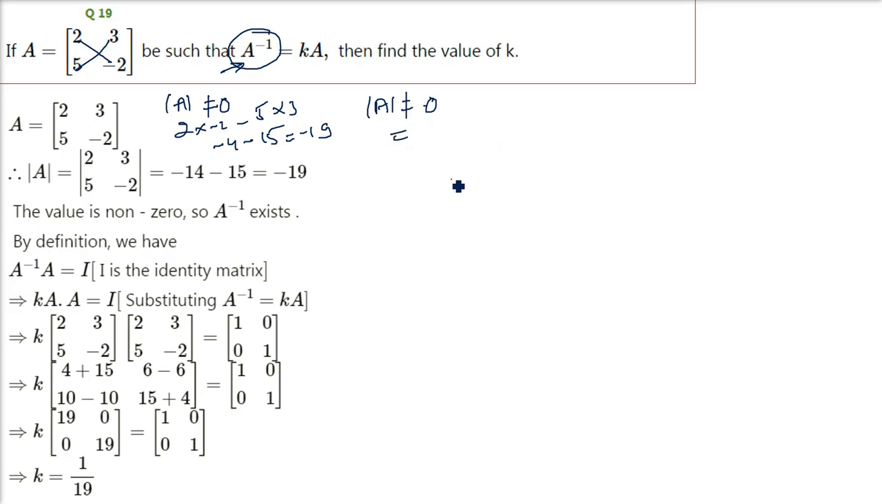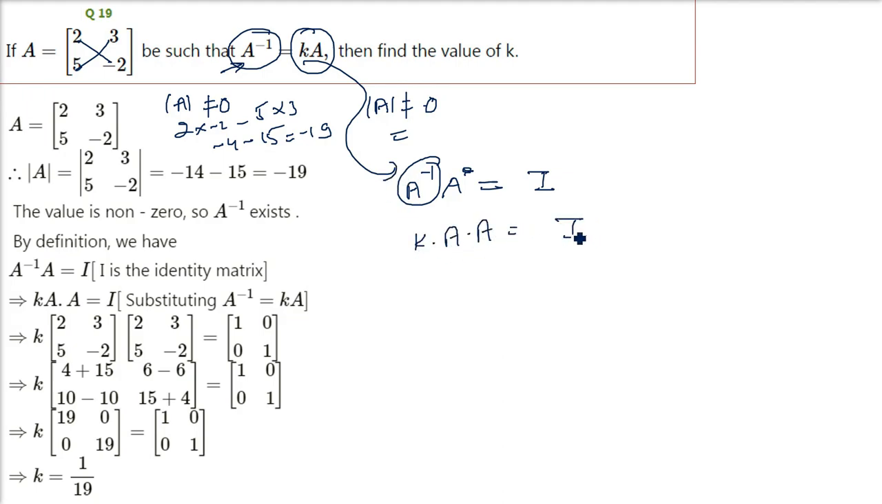Okay. Now we know that if we multiply A with A inverse, you get the identity matrix. A inverse into A is I, you know it, but we are going to deal with the question. So A inverse equals K A, let us multiply both sides by A, because A inverse you can replace by K anytime. So what do you have to do? You have to find out the A square. These two matrices you have to multiply because we have to find out A dot A.